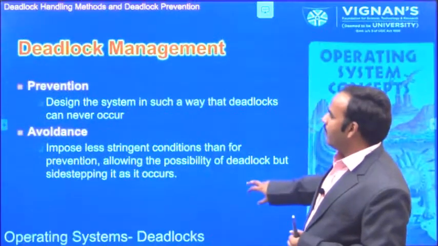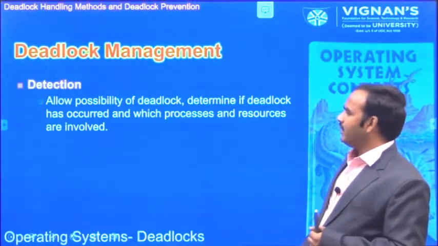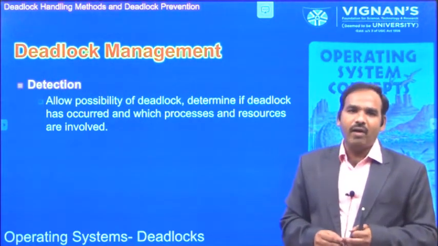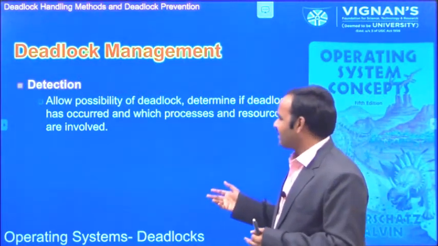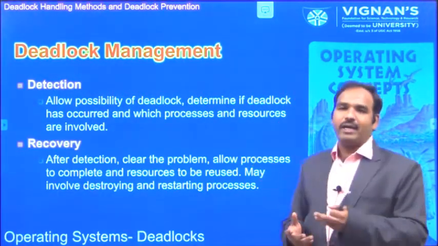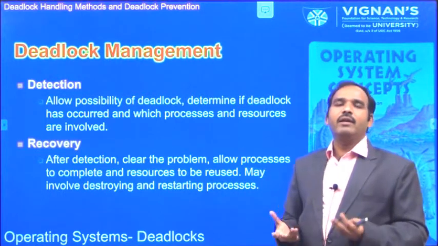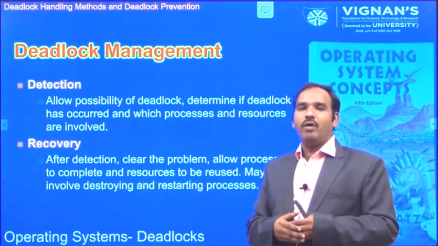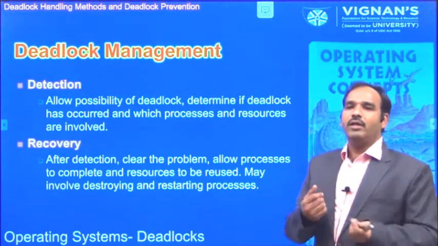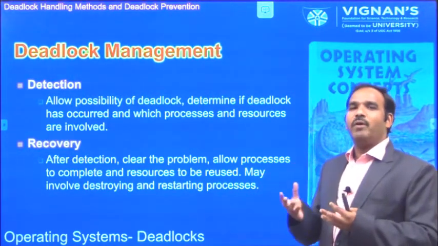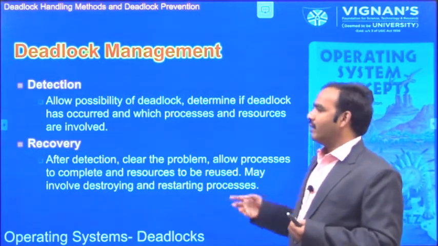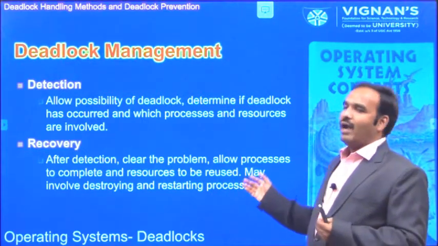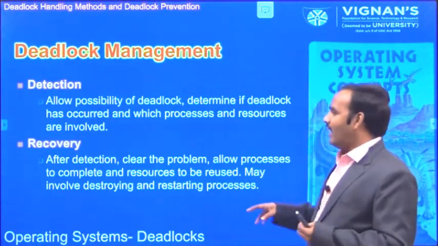And the next one is detection, which allows the possibility of deadlock, and you find whether deadlock has occurred or not using some strategies. And the fourth one is recovery. After detection, clear the deadlock from the system by restarting the processes or preempting the resources from the processes. With the help of those two strategies, you can recover the system from the deadlock. These are the deadlock handling methods.